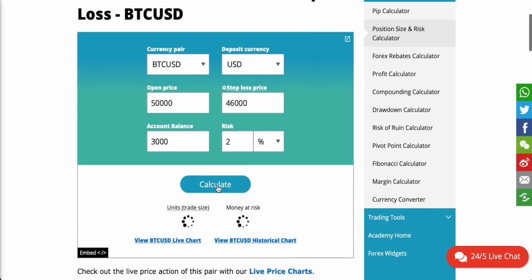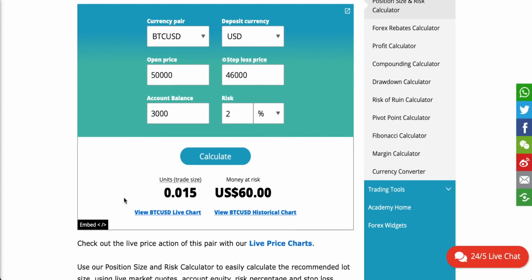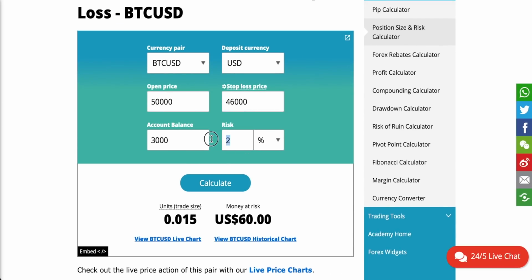Then we can go and calculate this. So what's really great now is that we know we can trade 0.015 of a Bitcoin and our money at risk is only $60, which is 2% of our position. You don't have to follow this exactly. If you want to take more or less risk, just change it here.